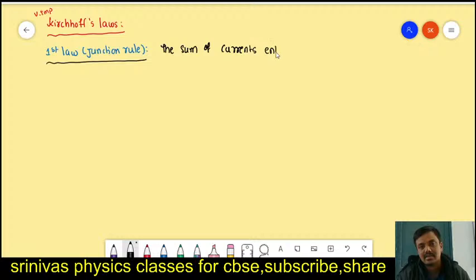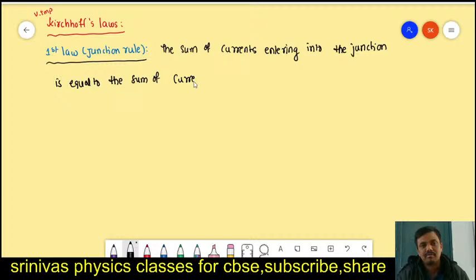The sum of currents entering into the junction is equal to the sum of currents leaving from the junction. This is the junction rule. It is called the current rule. I will explain with the diagram very carefully. You have to listen, and it is very easy.